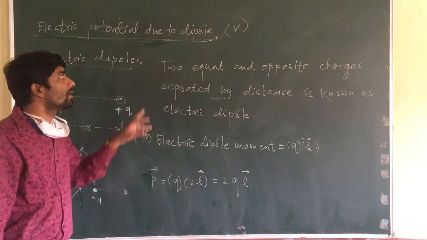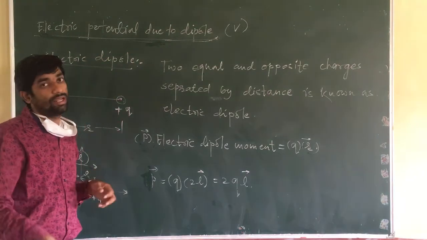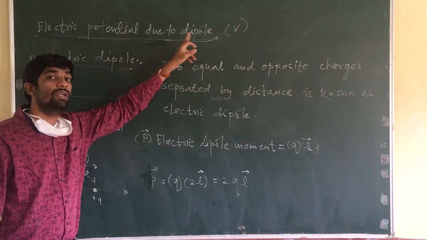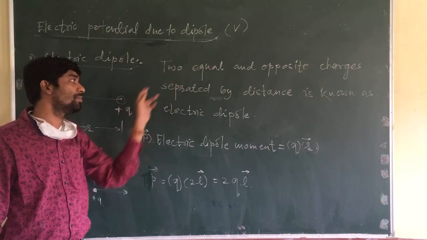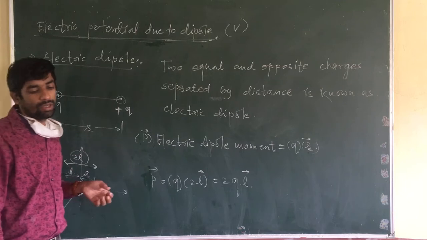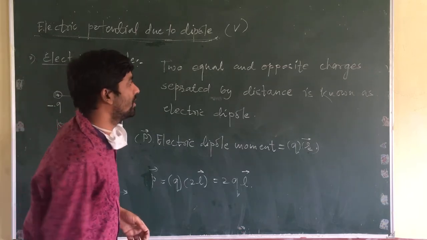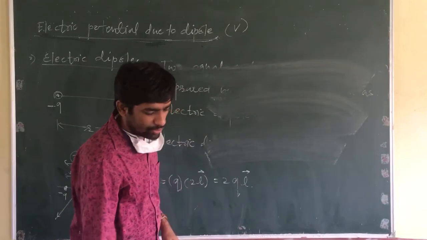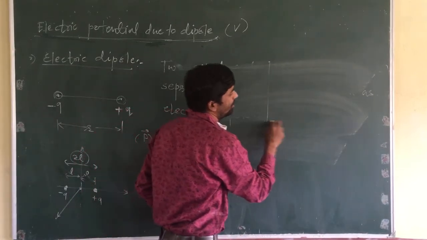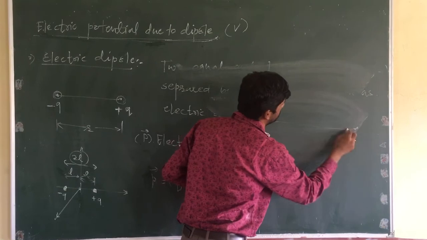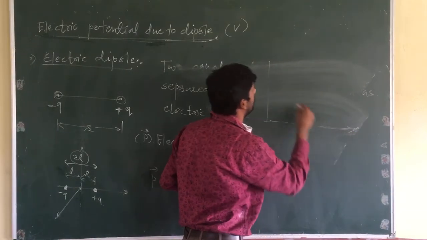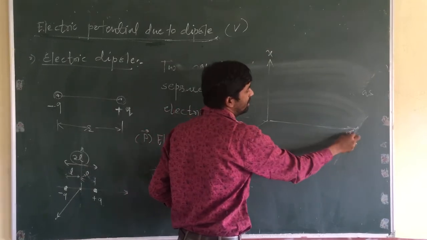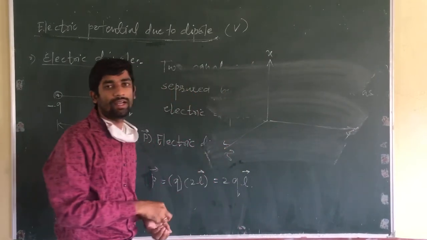Now in the next lecture, what do you have to calculate? You have to calculate the electric potential due to this dipole. So this dipole will give you the electric potential. Suppose I have taken the axes: this is your x-axis, this is your y-axis, and this one is your z-axis.